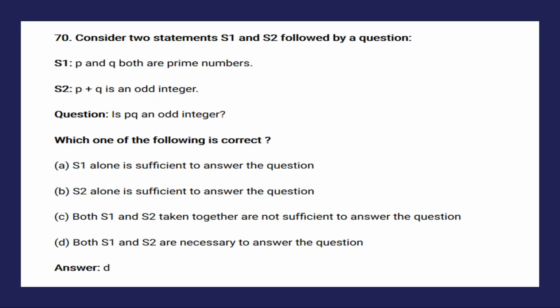Next question 70. Consider two statements S1 and S2 followed by a question. S1: P and Q both are prime numbers. S2: P plus Q is an odd integer. Question: is PQ an odd integer? Which one of the following is correct? A. S1 alone is sufficient to answer the question. B. S2 alone is sufficient to answer the question. C. Both S1 and S2 taken together are not sufficient to answer the question. Option D. Both S1 and S2 are necessary to answer the question. The answer is option D. Both S1 and S2 are necessary to answer the question.